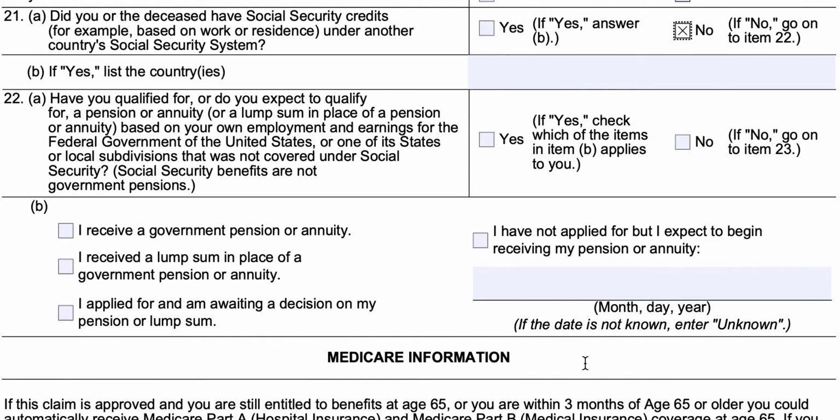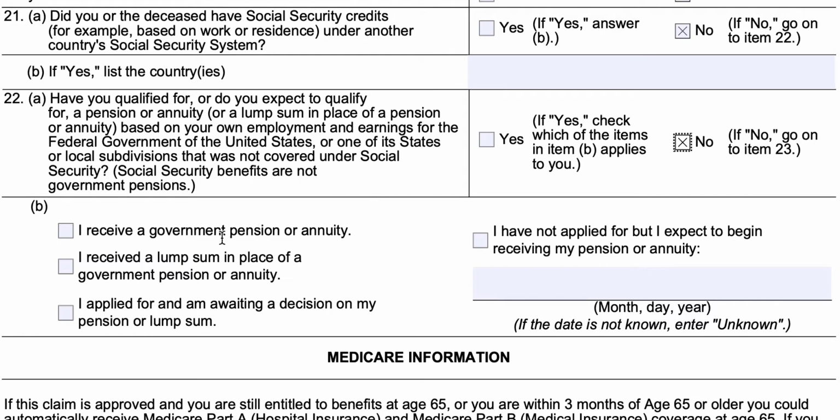In item 22A, you'll answer the question about whether or not you've ever qualified for, or if you expect to qualify for, an annuity or a pension based on your own employment and earnings for the federal government or for a state government. Any of these programs that are not covered under Social Security. So Social Security benefits are not necessarily the same as government pensions. So you'll answer yes or no accordingly.